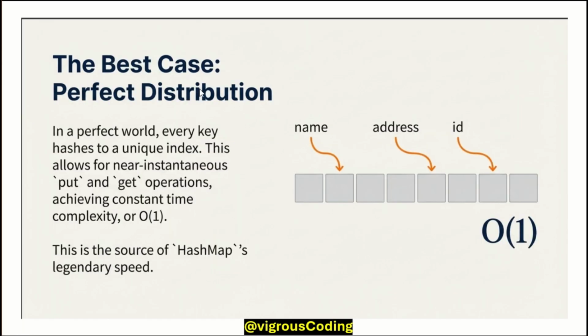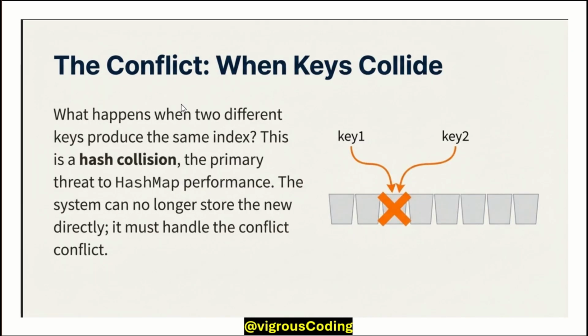In the best case, every key goes into a different bucket, which results in no collision, direct access, and time complexity is O(1). This is why HashMap is called constant time performance. But the problem starts when collisions happen. When two keys map to the same index, HashMap cannot override data, so it must handle collisions. This is where HashMap performance drops.